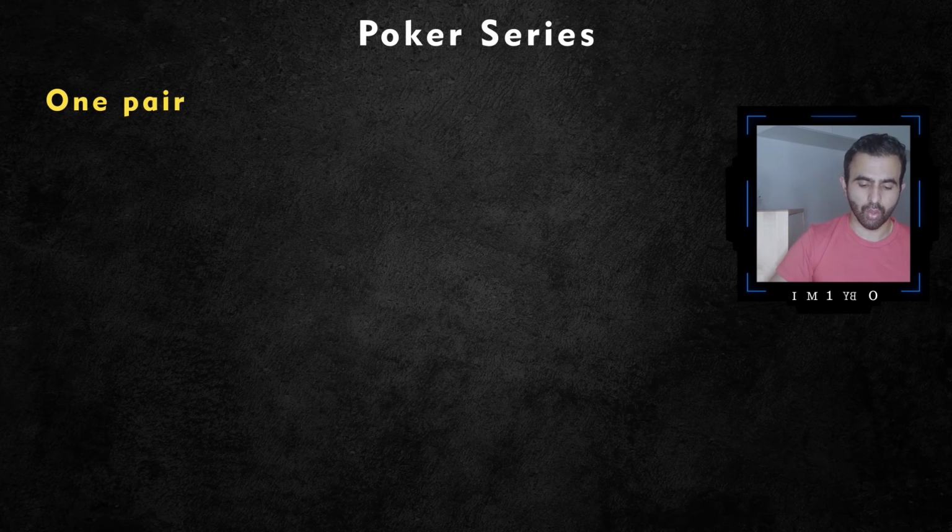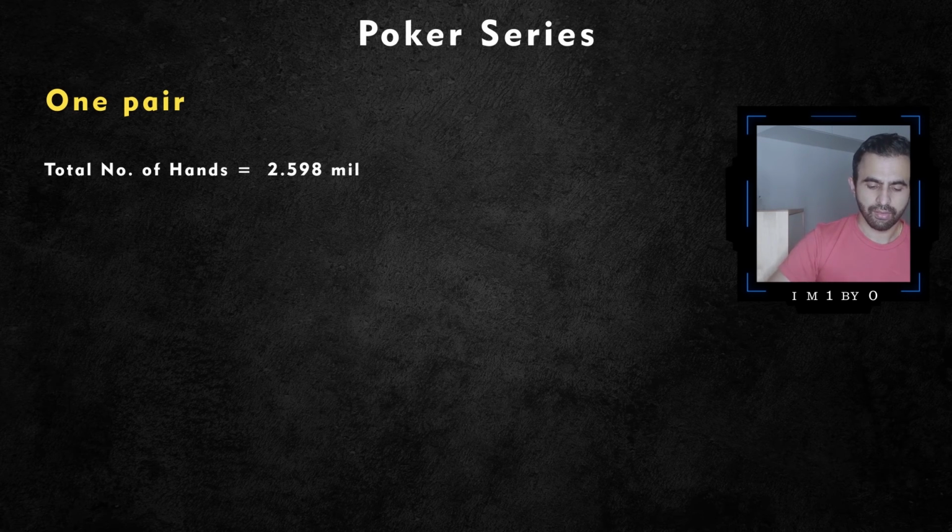Let's recollect that the total number of hands is around 2.598 million, right? That means out of all the poker hands, I can have 2.598 million hands. Now I need to narrow it down. My goal is to count or figure out the numerator. I need to count how many one pairs are possible, right?